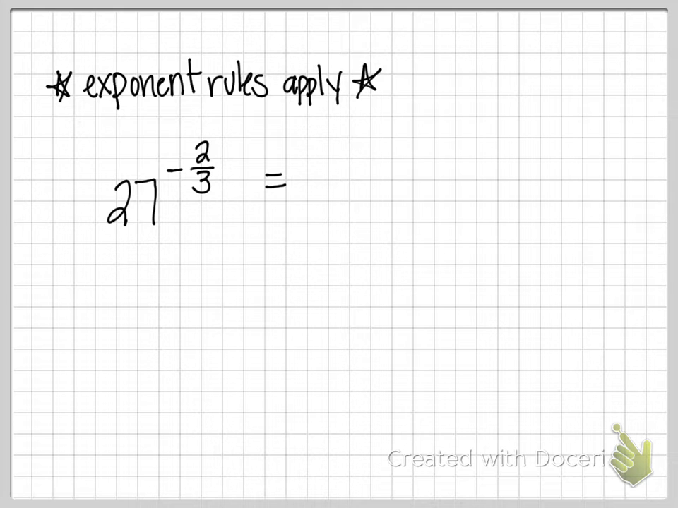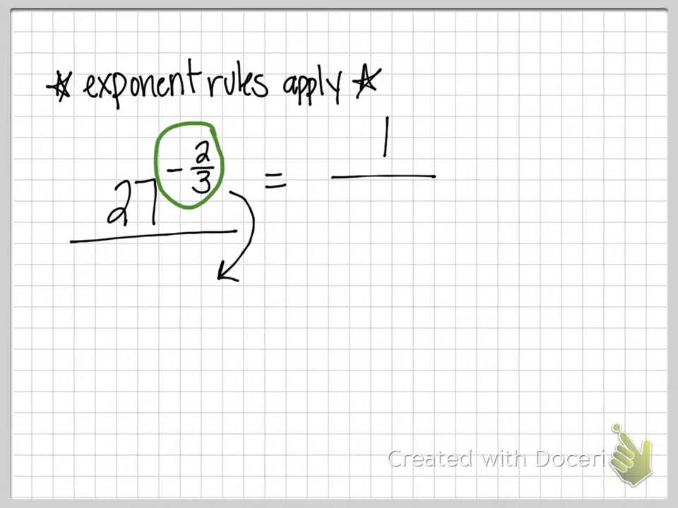What's the first problem here? It's a negative exponent. How do we get rid of a negative exponent? You move it across the fraction bar. Remember that? Watch what we do. We drop this whole thing below the fraction bar. So we get 1 over 27.